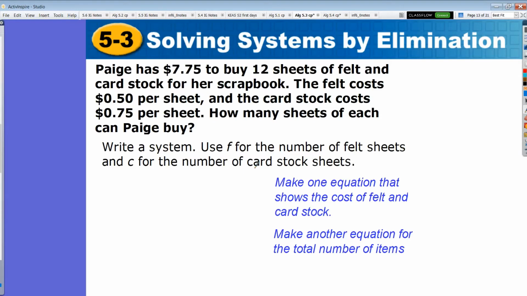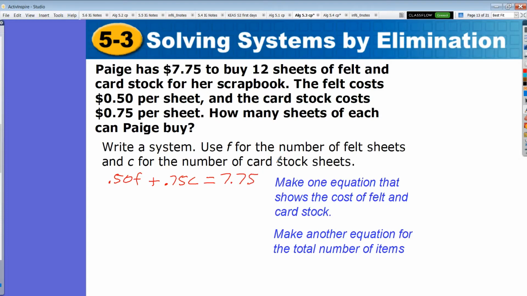Our two equations that we're going to write. We're going to make one of them that shows what the total cost is. So we need the cost for the felt, and we're going to use F for felt. So we have 50 cents times the number of felt pieces plus the cost for the cardstock, 75 cents times the number of cardstock equals $7.75 total, because that's what she's going to spend.